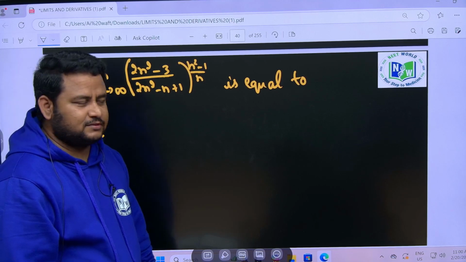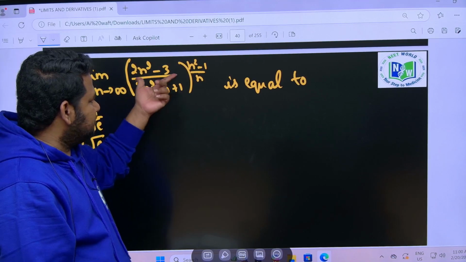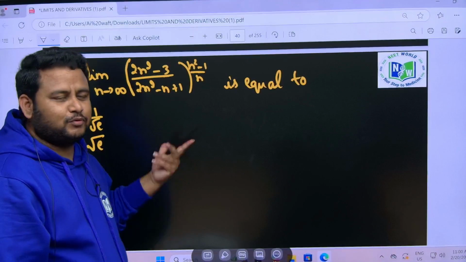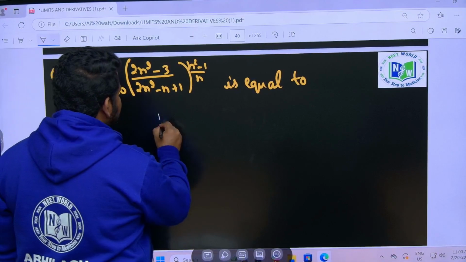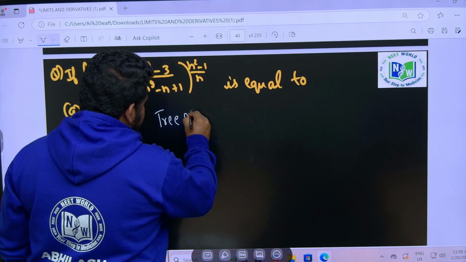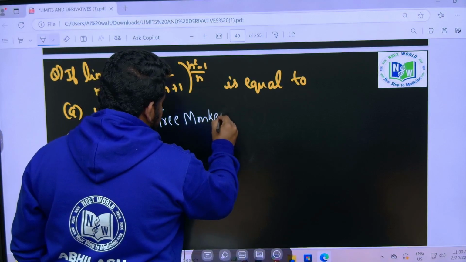Which form is this? This is the tree monkey problem. I told you, tree monkey problem. That is the tree monkey property, for the limit.